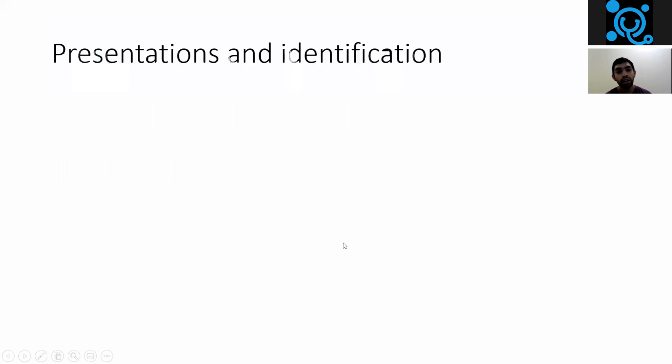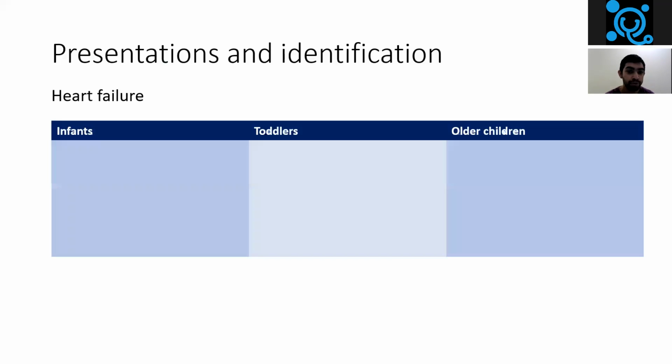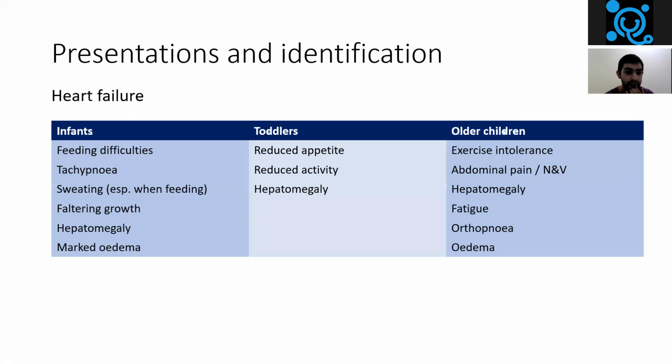Okay, so in terms of how children present and are identified with having various congenital defects, there's 3 main ways really. One of them is heart failure. And it's worth knowing about heart failure in pediatrics because it presents differently at different ages. As children get older, it starts presenting a bit similarly to how adults present, but there is a lot of variation. So it's worth knowing about these as it's a red flag sign.